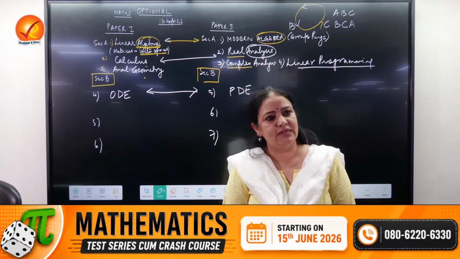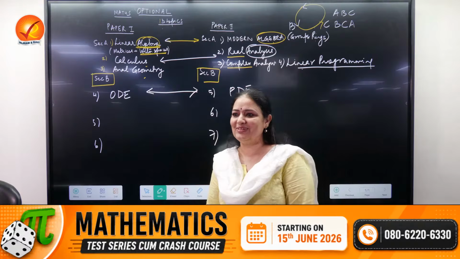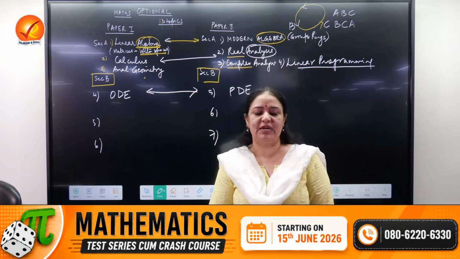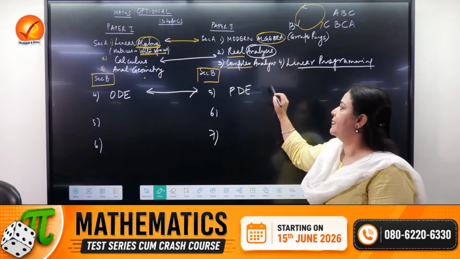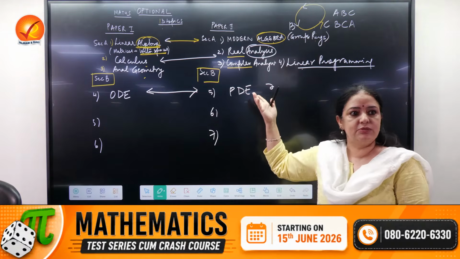PD means partial differential equation. Here there was dy by dx. What is happening here? Yeah, so there is del. Now del means what and d means what.